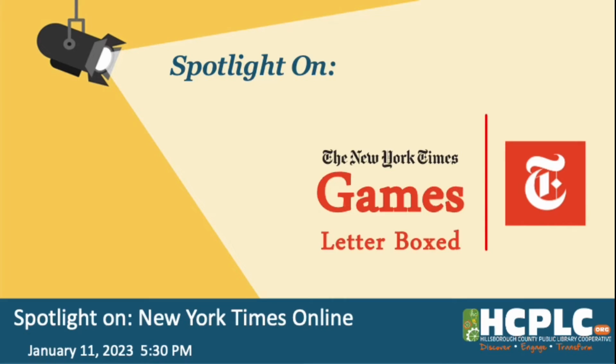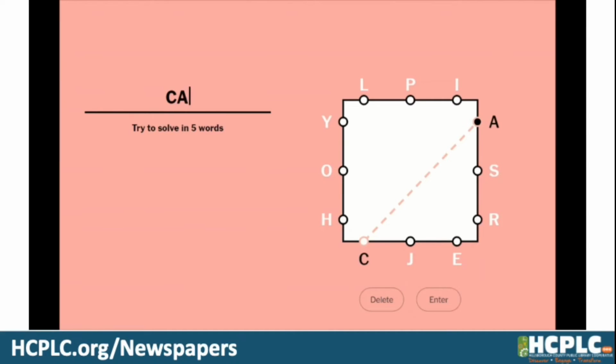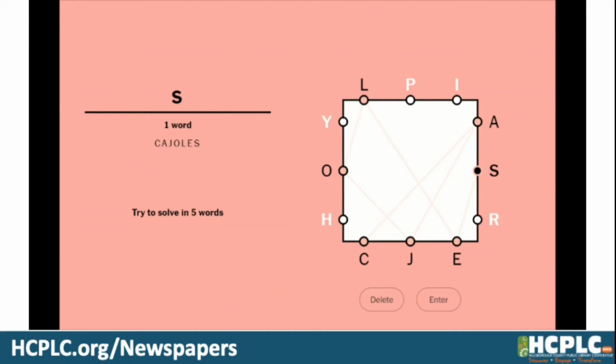All right, our next video will be for Letterboxd. Okay. So for Letterboxd, in this game, you make words and try and use all of the letters that are around the square. Okay, so we can see all the letters are arranged around the box. What you're trying to do is you have to bounce to another side after each letter. You can't use 2 letters from the same side consecutively.